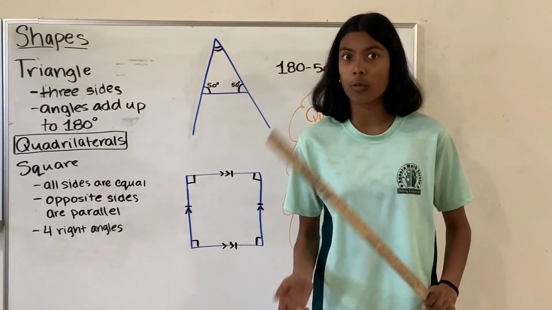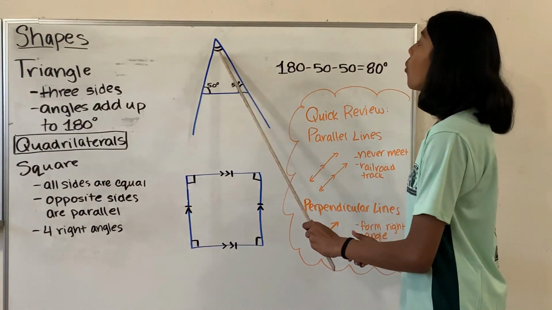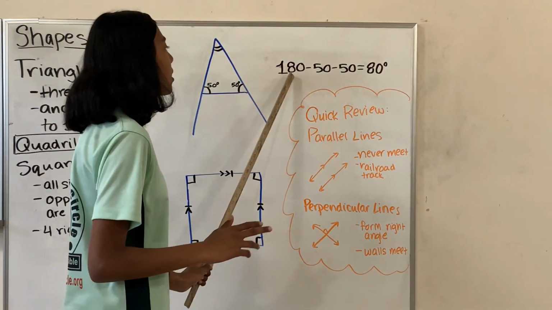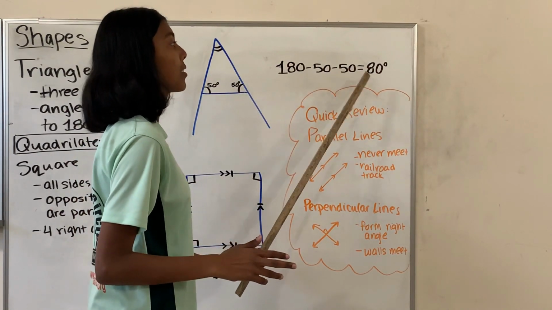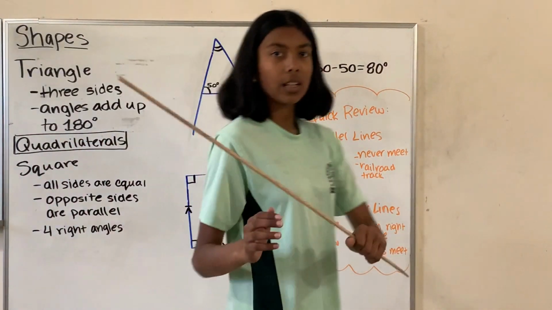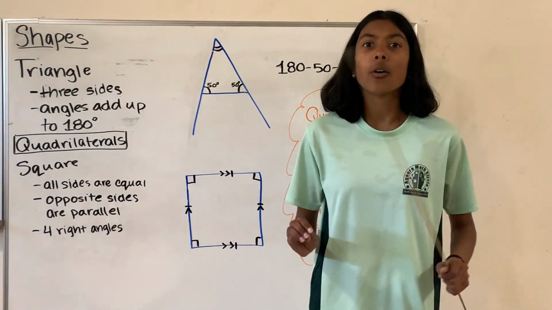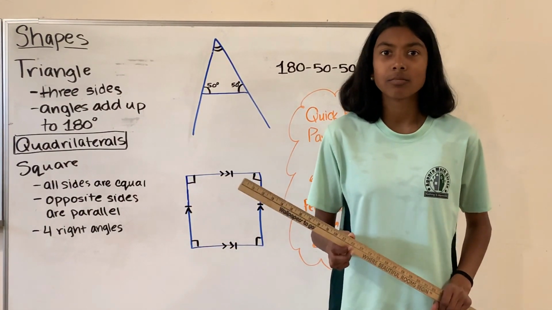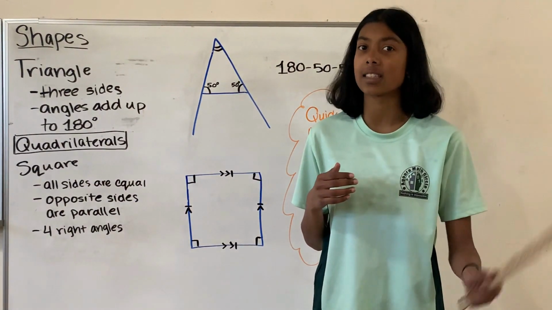So let's try doing a little problem. If all of these add up to 180 and this is 50 and this is 50, what is this? Well, let's do a little math. We do 180 minus 50 minus 50, which is 180 minus 100, which is equal to 80 degrees. Therefore, this is 80 degrees. And quick pop quiz, what kind of angle is an 80-degree angle? If you said acute angle, you're right. It's an acute angle. That's because 80 is less than 90.